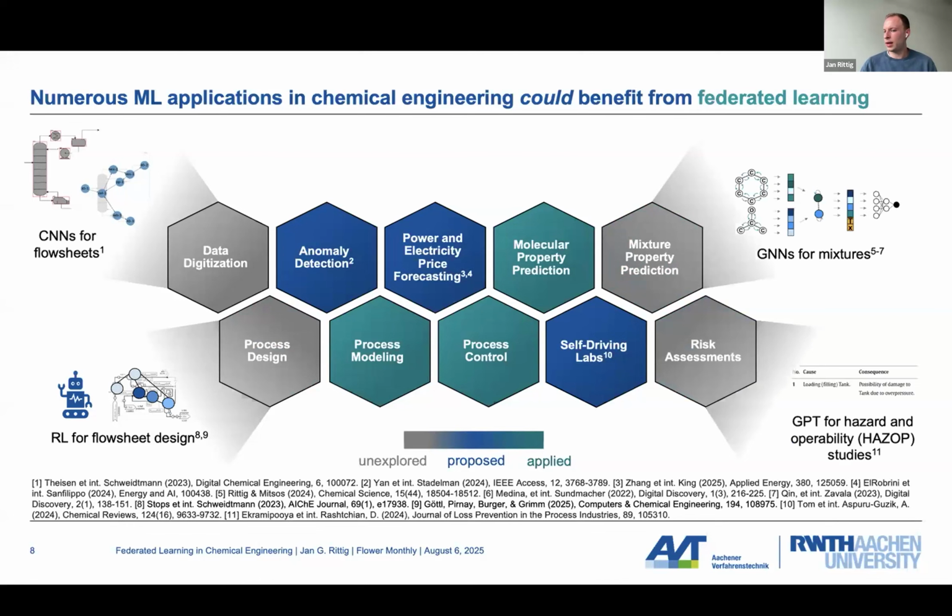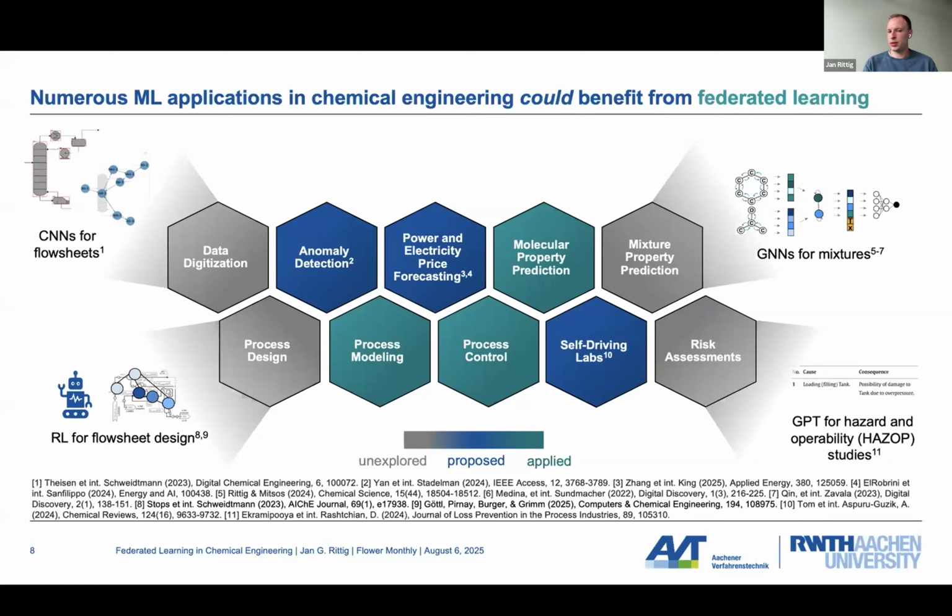And lastly, another very important field in chemical engineering is risk assessment. We have these so-called hazard and operability studies, which are text-based and can also include multimodalities. And here, for example, large language models have been used to automatically assist in the generation of these studies. But again, these studies are confidential because they include security information about the processes, so they cannot be openly shared. Again, here federated learning would be interesting to train these models.